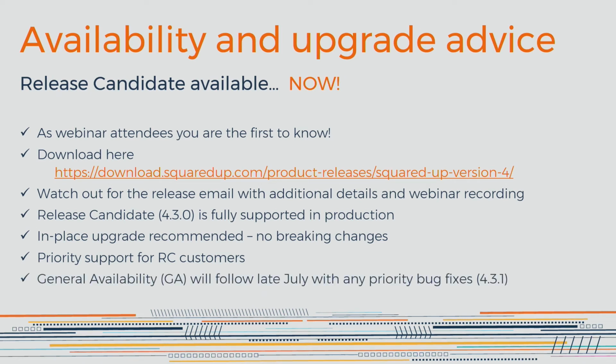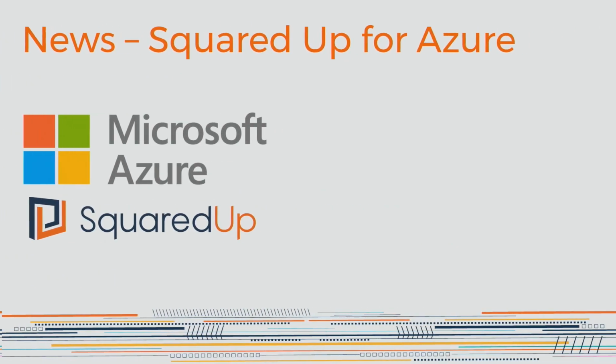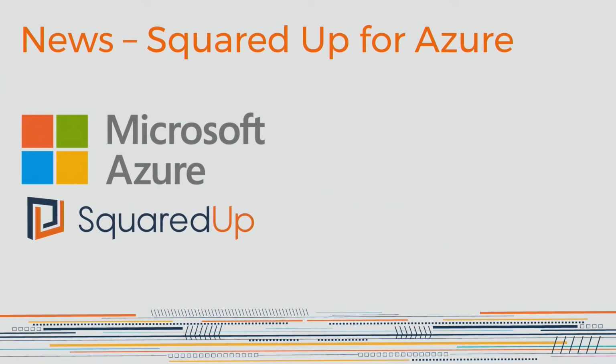And as you've seen in our recent pattern, we'll continue with that pattern of then making a general availability version available in late July, and that'll be 4.3.1. So that'll come in the next 3 weeks or so. So that's how to get hold of it. What about the news?